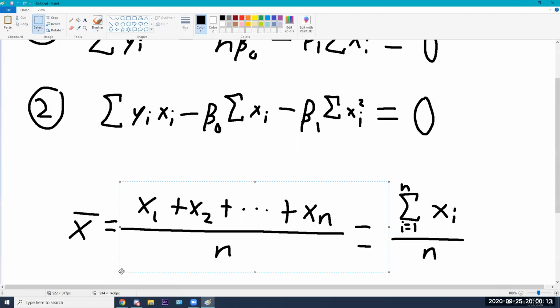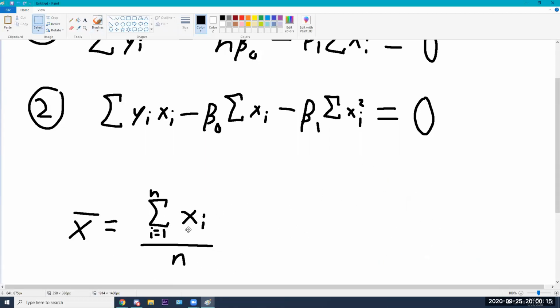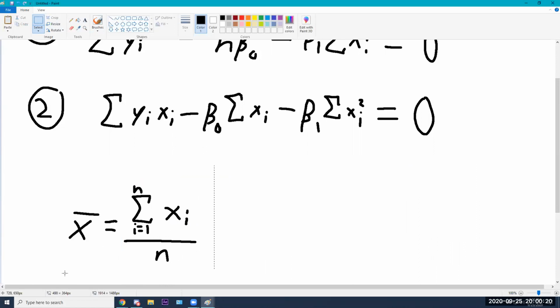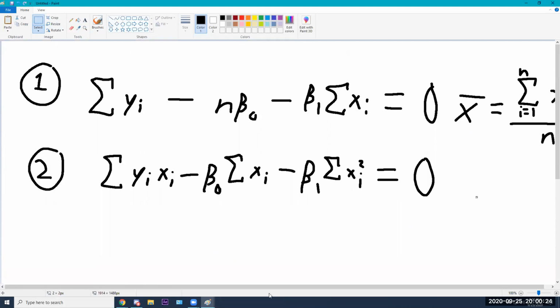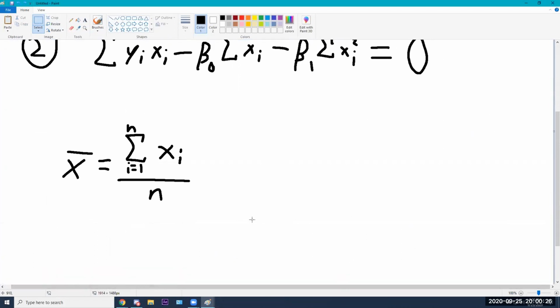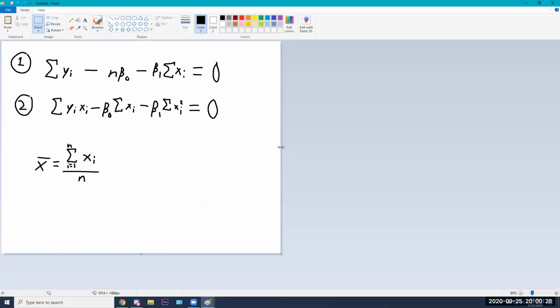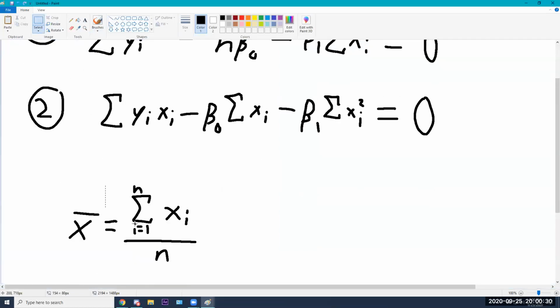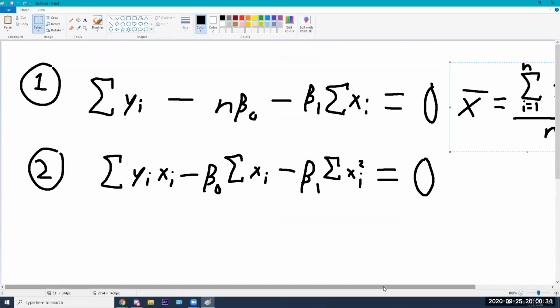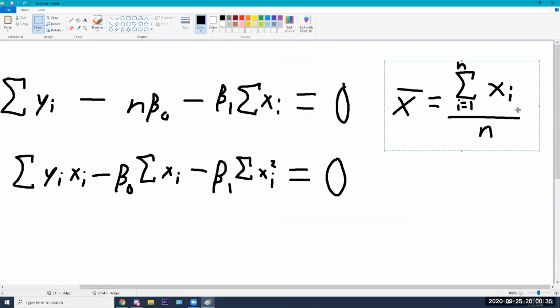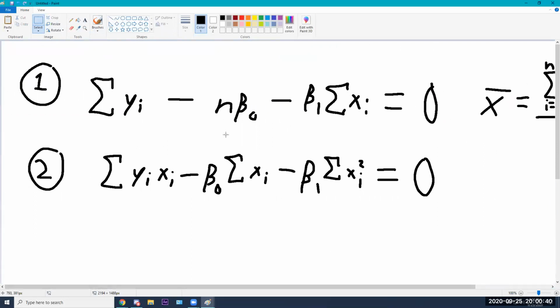I'm going to keep this here for later because you're going to need to remember this: the average term, x bar. And just remember, we have the same notation for y bar. The average of all the y values is just this, except with yi over n.